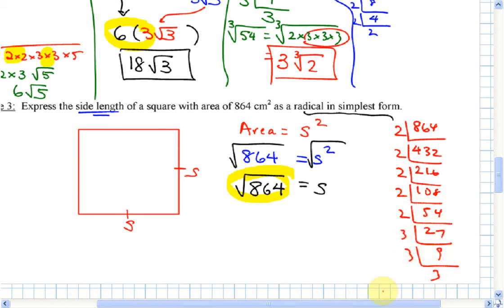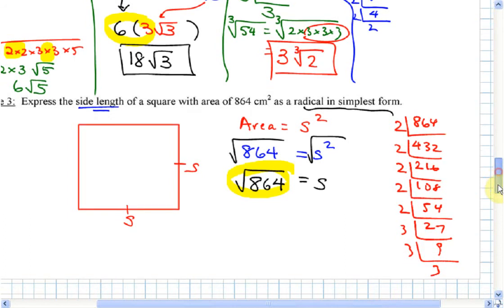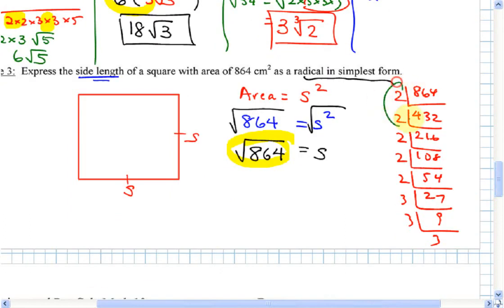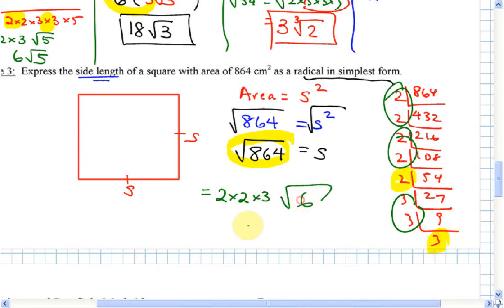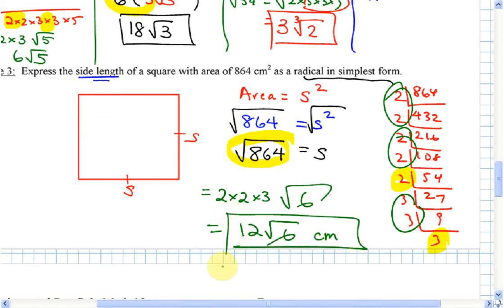Not bad, eh? Okay, so I'm thinking here's a group of 2s, here's a group of 2s, here's a group of 3s. So that's 2 times 2 times 3. And then what's left over on the inside? I've got a 2 and a 3, which is 6. Did you all say 12 root 6? You'd be wrong, because you forgot your units. Centimeters. There you go. That's good.